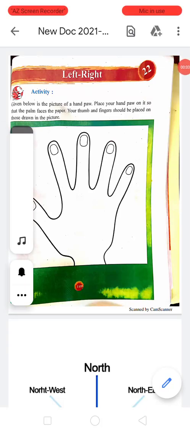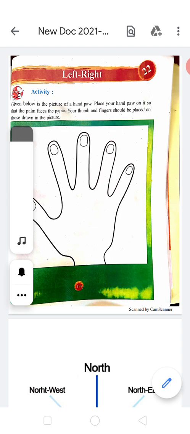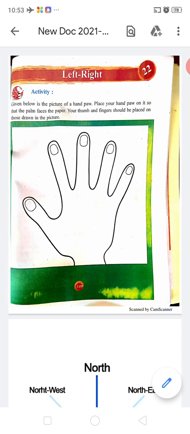Lesson 22, Left, Right. From this lesson, students recognize directions and places in their homes, classrooms, school, and map, and can speak about them. They understand the concepts of place, location, and distance with the help of maps.